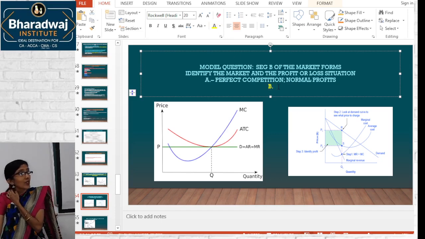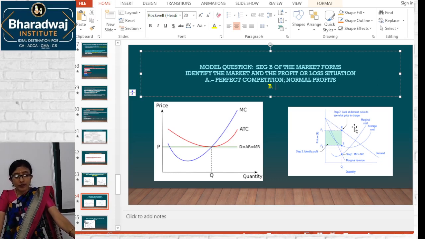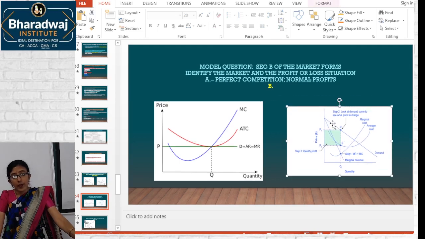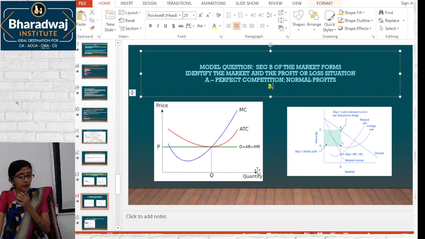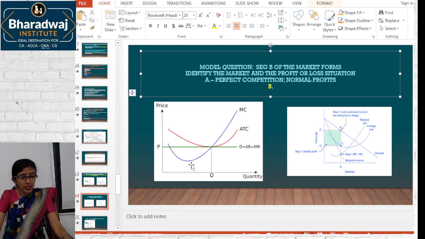Graph B is monopolistic. Are you sure? They have given it a little flatter. Okay, it should be given like this. If it is monopoly, it should be like this. Okay, this graph. If it is steeper, monopoly. If it is flatter, monopolistic competition.